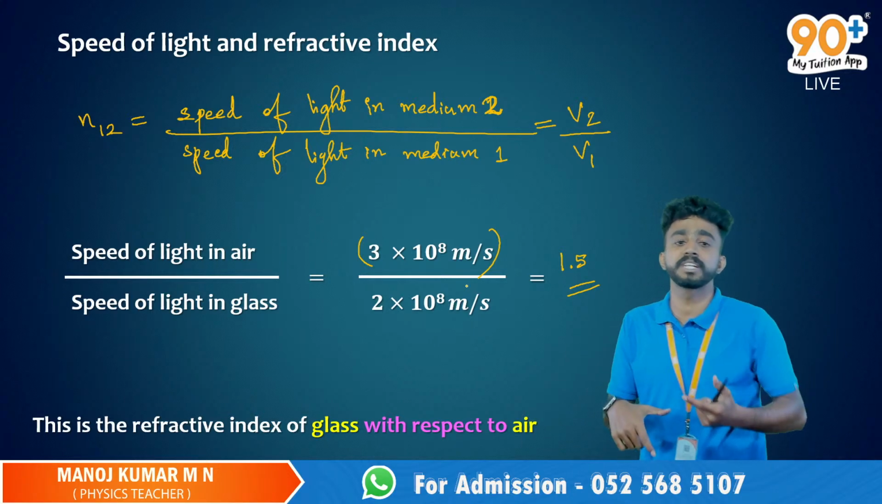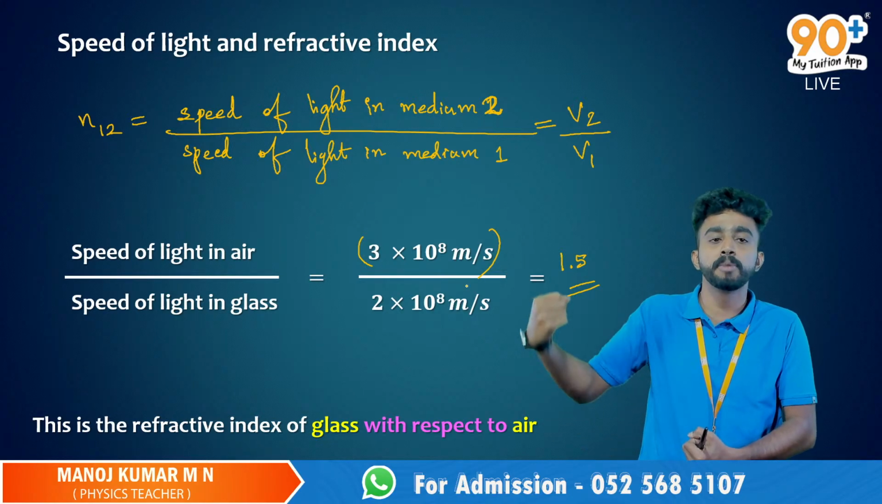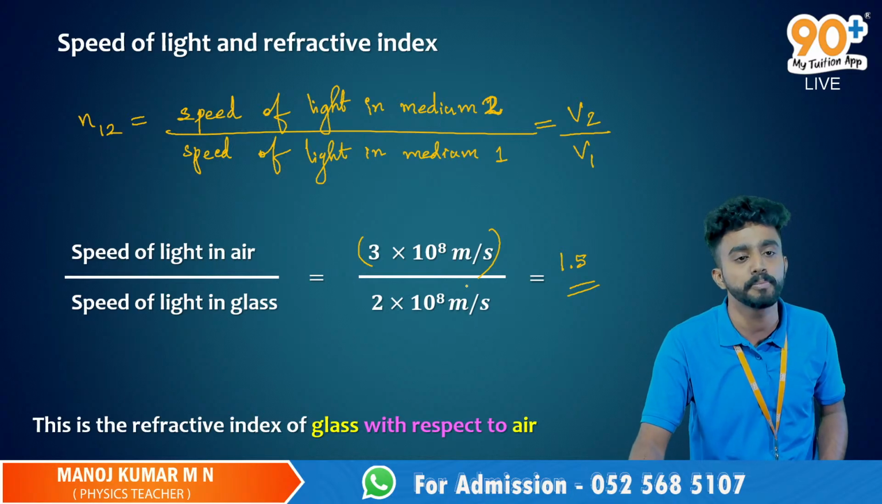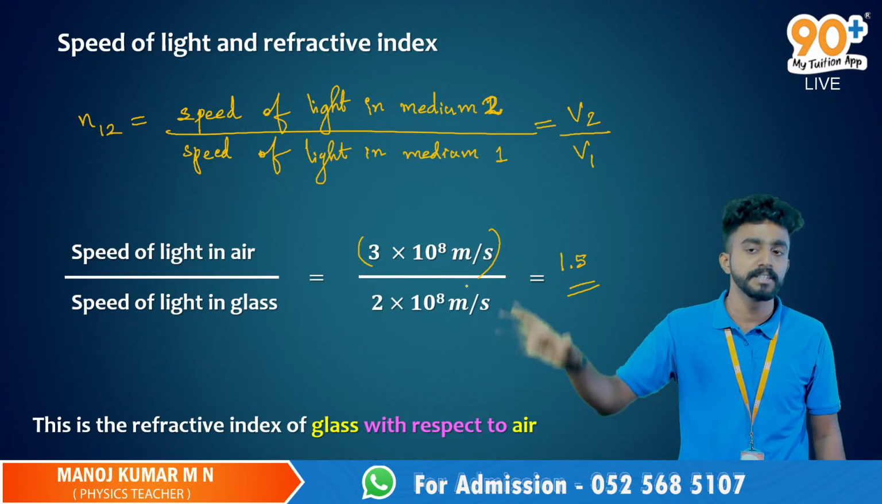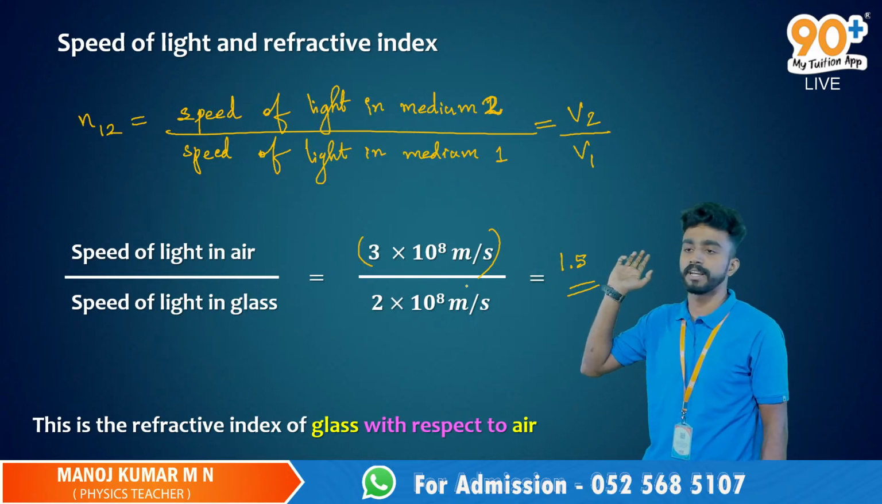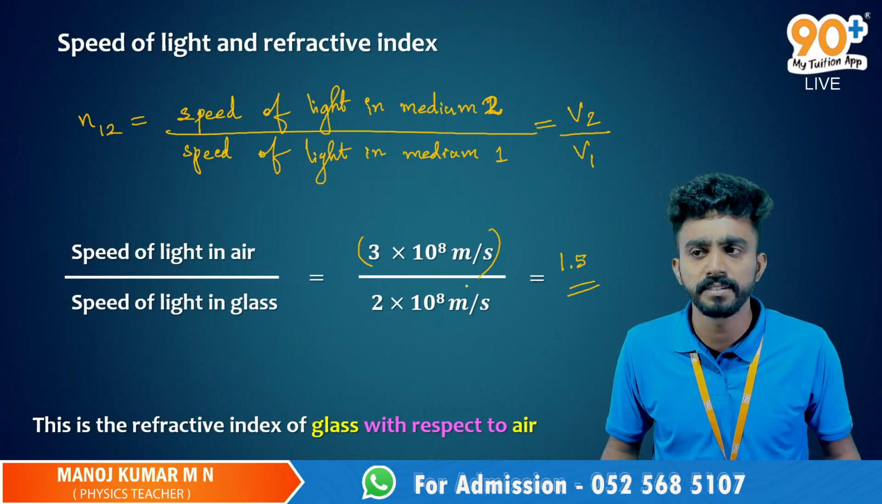So if you have a question, what is the refractive index of glass with respect to air? What will you be doing? You will consider the speed of light in air in the numerator and the speed of light in glass in the denominator. Calculate, then you will get the value as 1.5. Got it? Sridhya, any doubts?